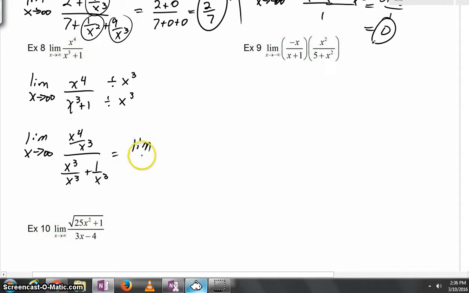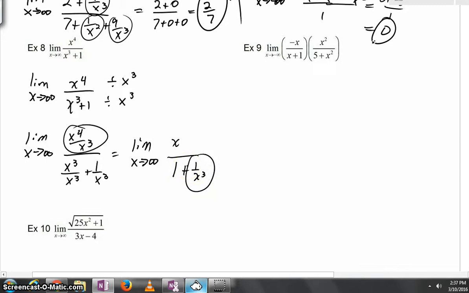Cleaning this up, notice how I also continue to write the limit. If you lose the limit, like I'm saying, that's not right. You no longer are talking about approaching something in that regard. So, look, your numerator, x to the fourth over x to the third, is simply an x. Down below, well, you'd get 1 plus 1 over x cubed.